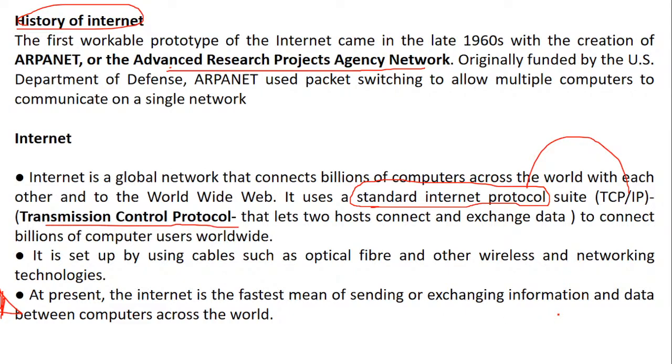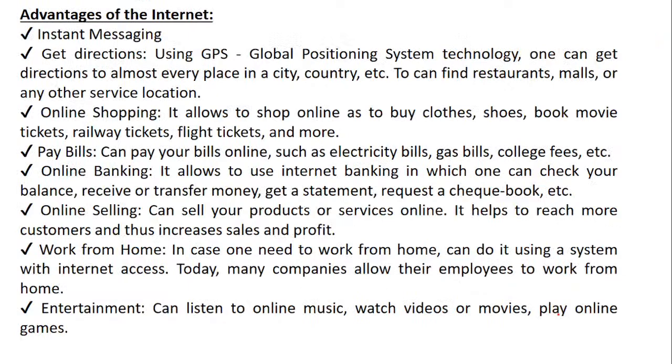When we talk about the internet, the slide was looking very loaded, but these are the basic things which you have to remember. How can it be useful? Obviously, instant messaging, and getting directions with the help of global positioning system technology, which helps us get directions at almost every place in the country or in the city.